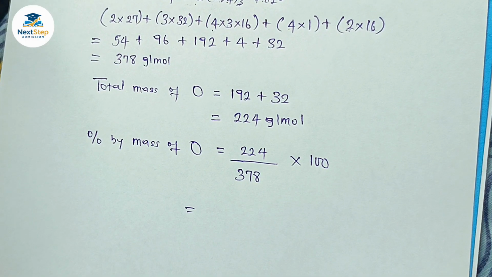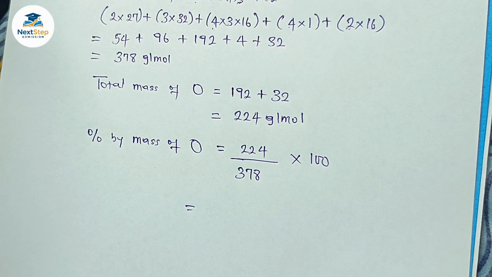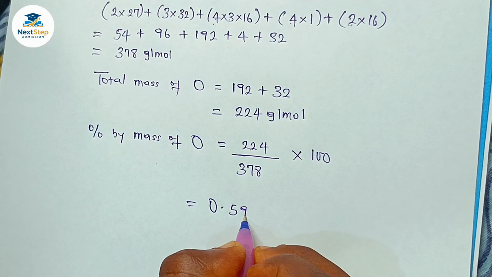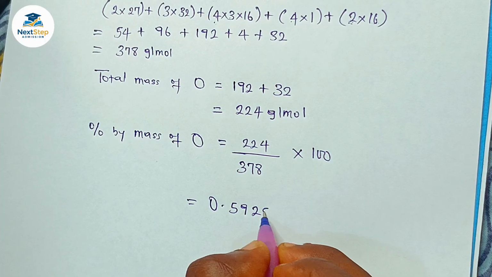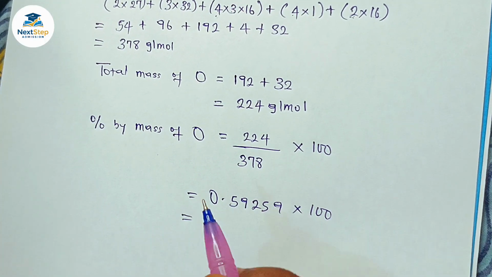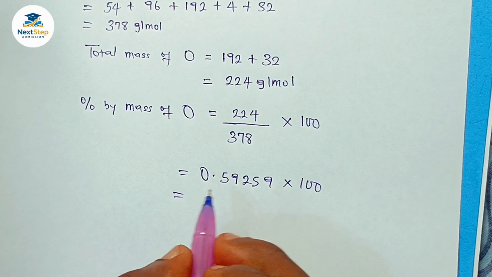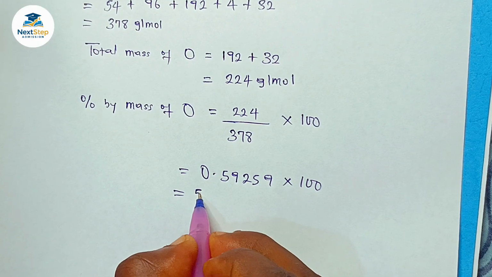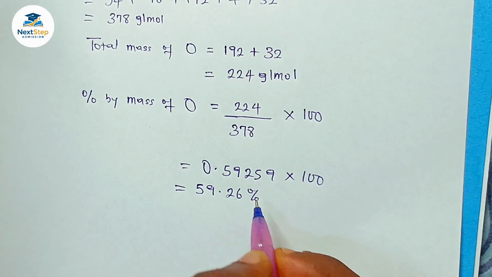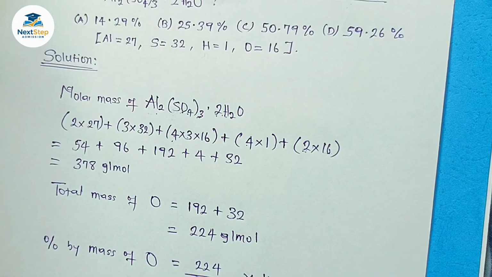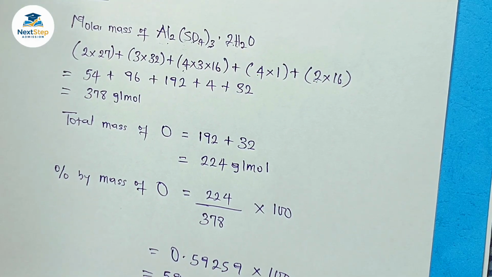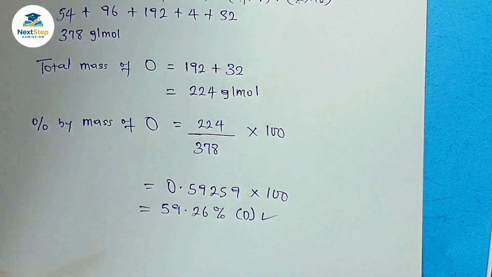So in this regard, let's divide it. 224 divided by 378. So what do you have? You have 0.59259 times 100. So let's leave our answer in 2 decimal places, and that will give us 59.26%. So you will see that our answer is obviously D. So D is the correct answer. So this is how you go about this type of question.